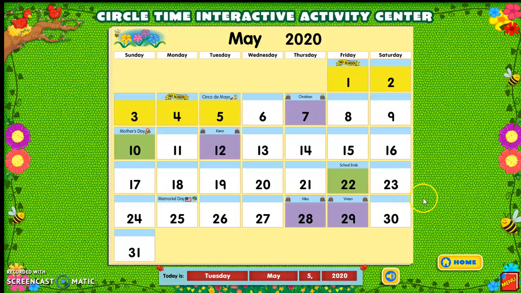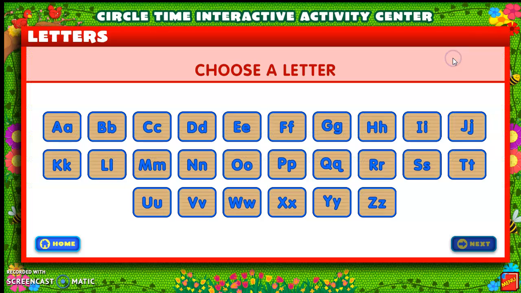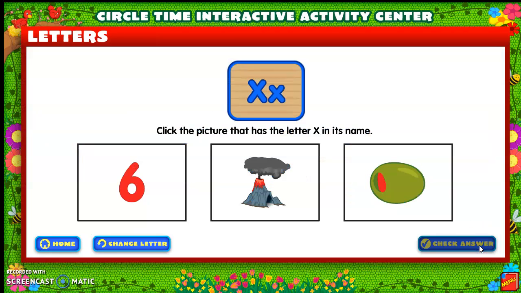All right, we're going to take a look at some letters. We only have 3 letters left to learn in the month of May. We have X, Y, and Z. And this week we're going to be learning about the letter X. So we're going to take a look at X.